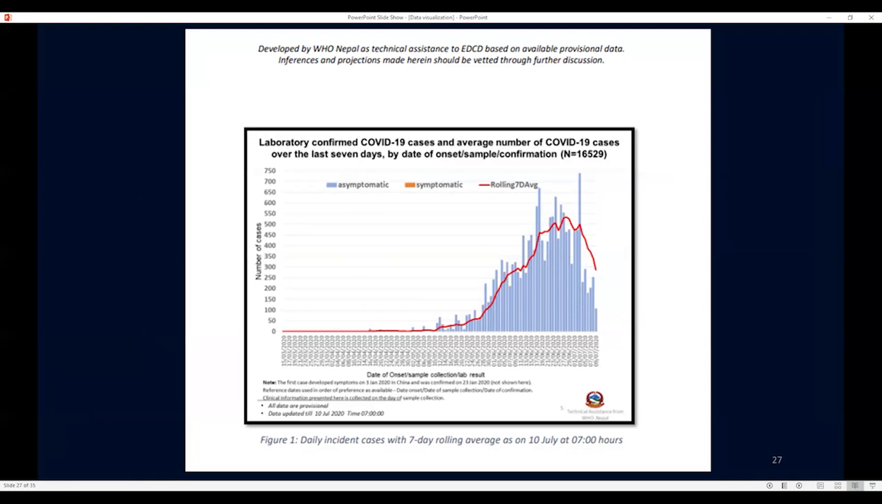And this used to be the typical presentation every day while we're at the peak of the COVID-19 pandemic. It just shows the trend over time.